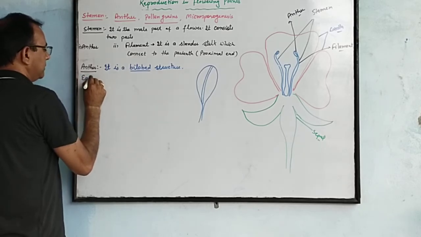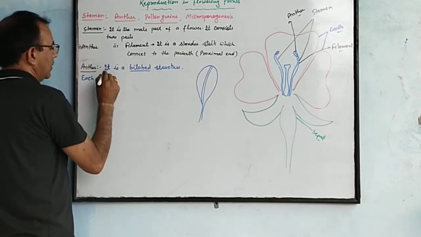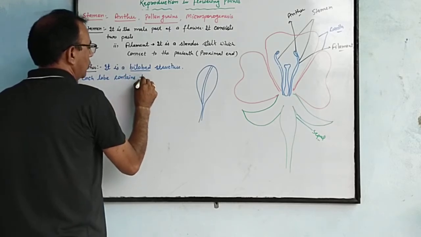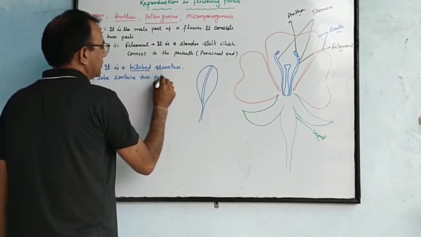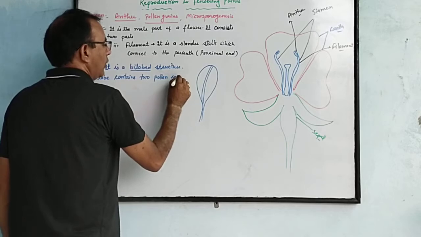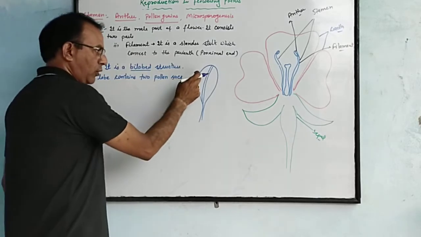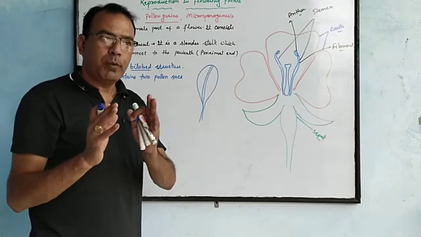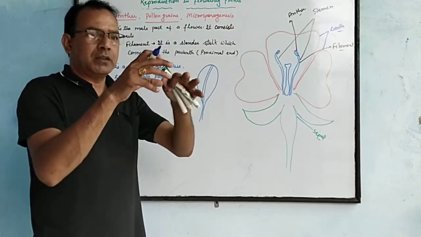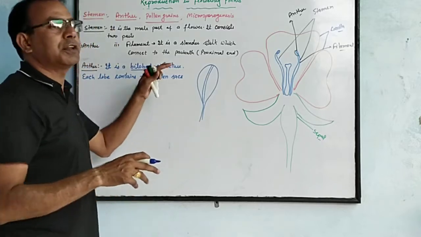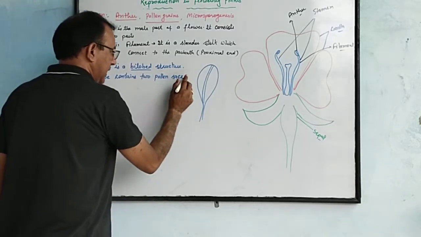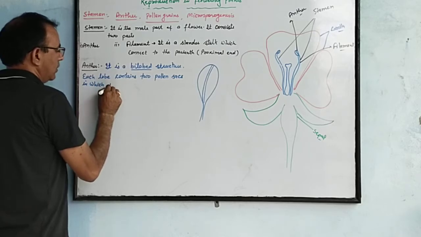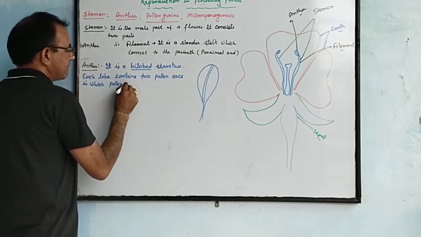Each lobe contains two pollen sacs, one on the left and one on the right inside each lobe. Each lobe contains two pollen sacs. Pollen sac means the space in which pollen grains are present.